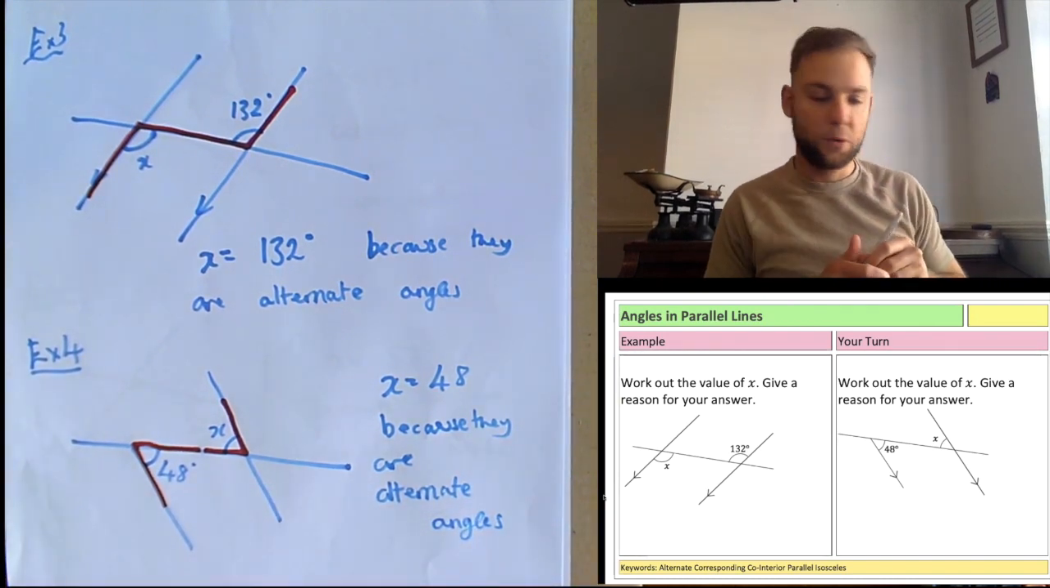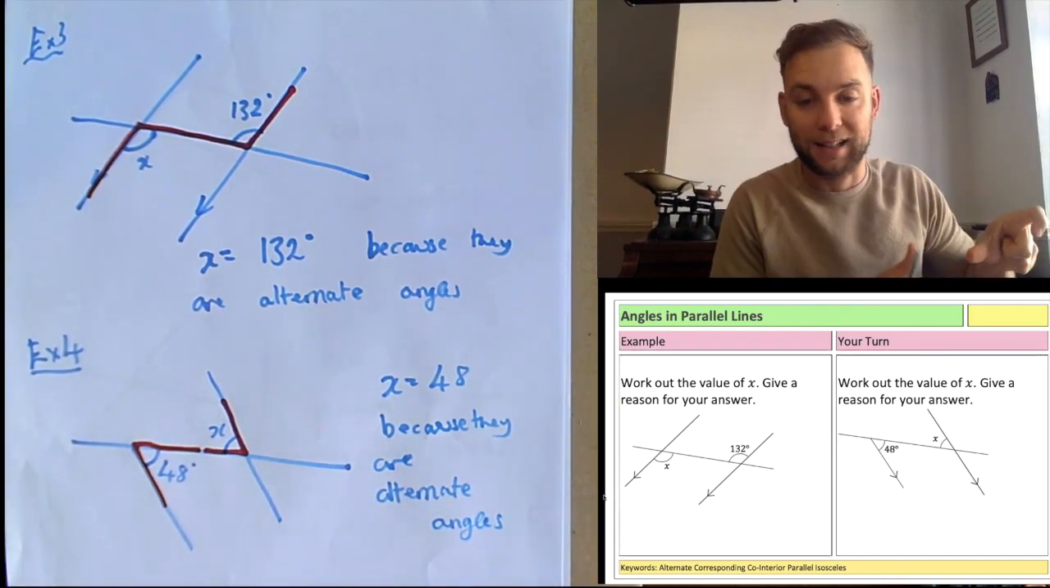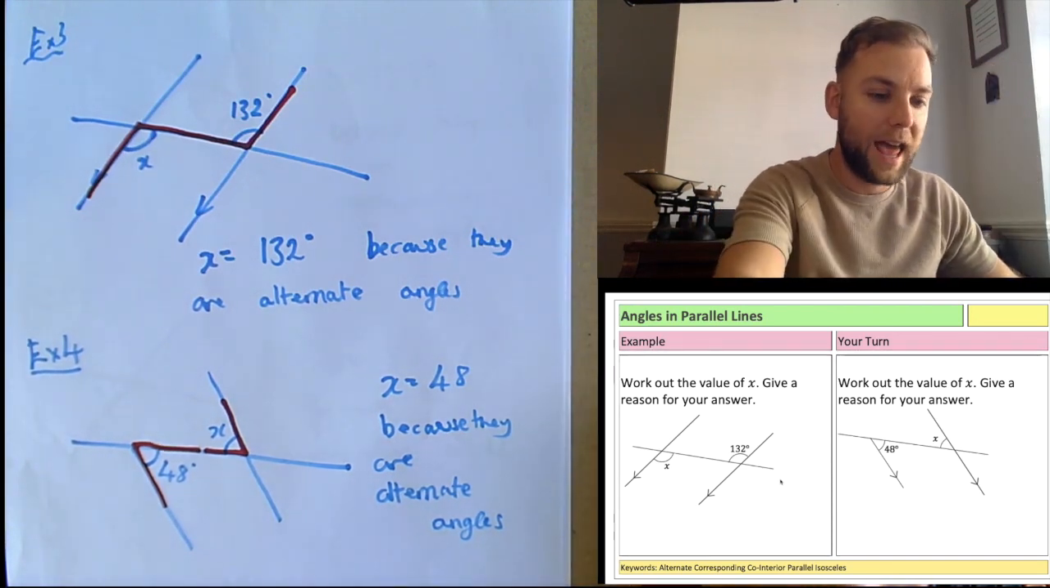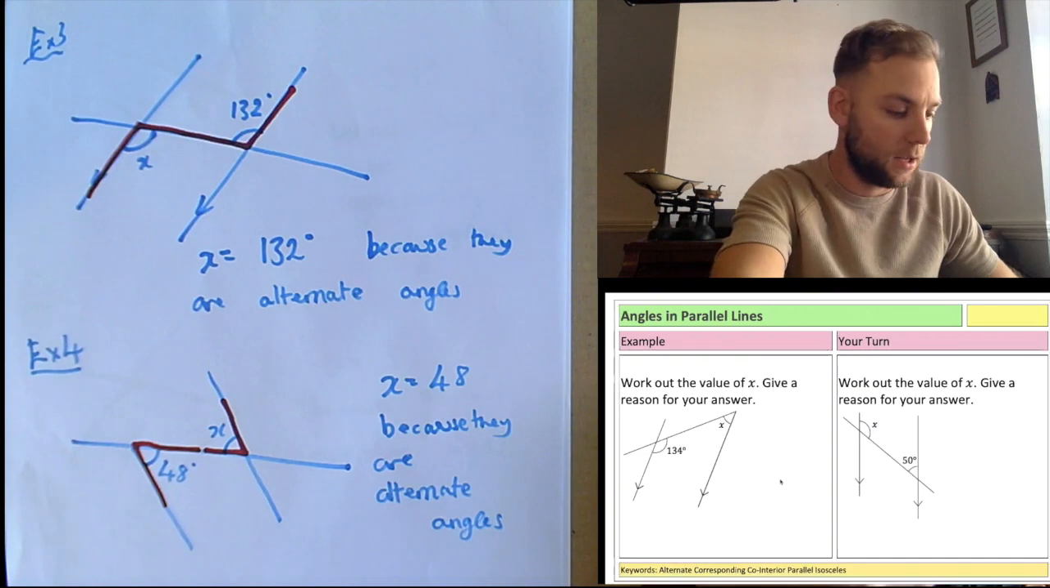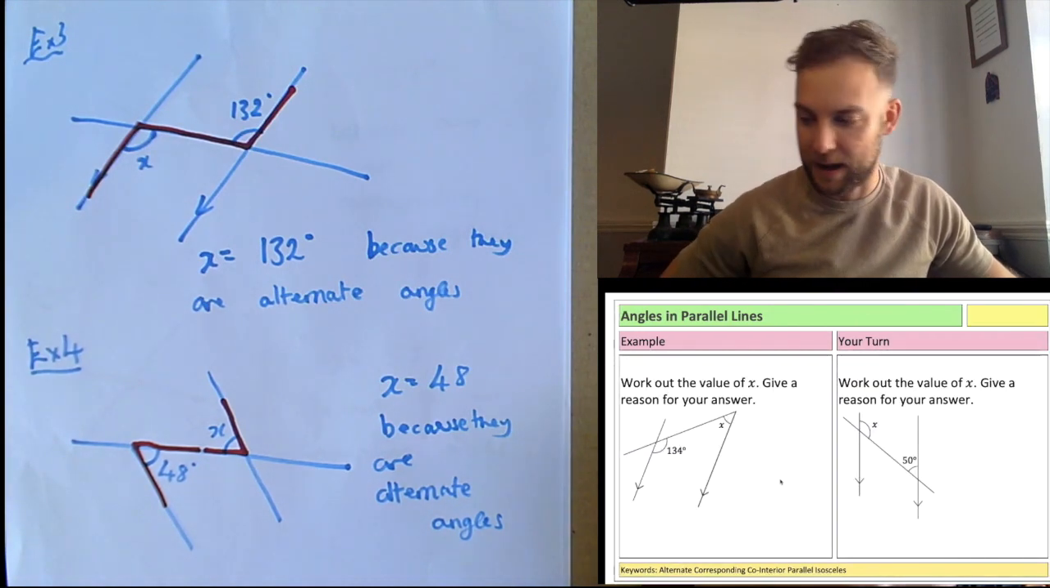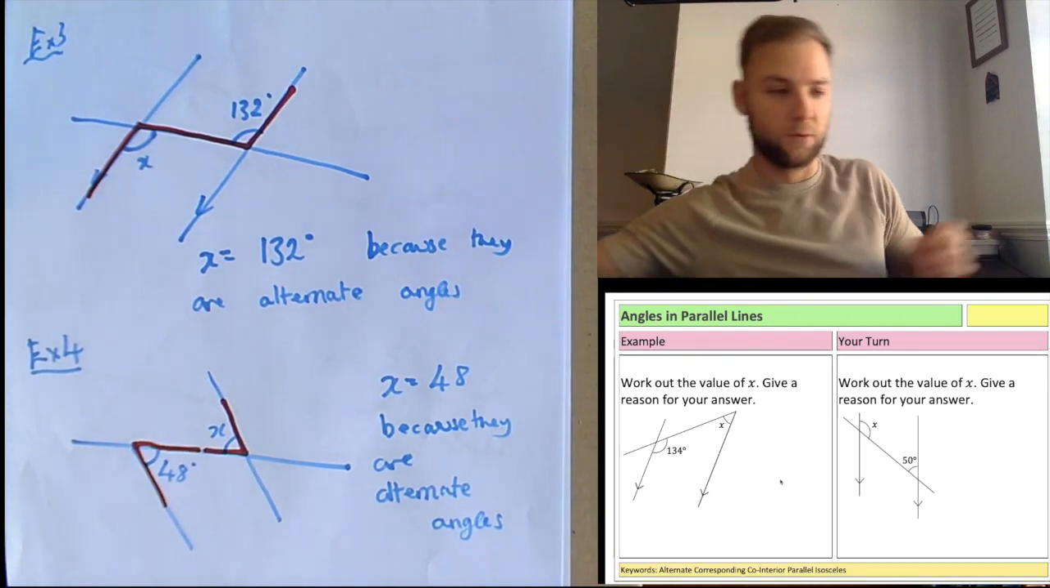Brilliant. So we've had a look at corresponding where we can slide. We've had a look at alternate where we have to turn it round and change it. We're next going to have a look at these ones here. Now notice that these aren't the same angles. Let me draw again this one up here for you.